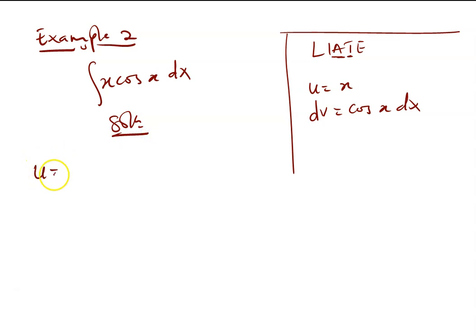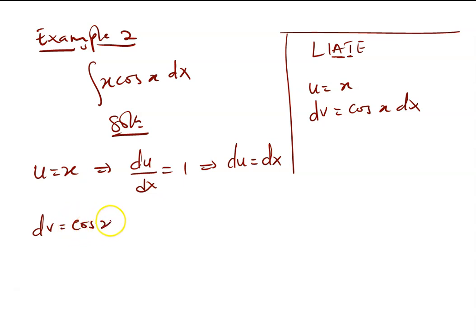We are going to let u be equal to x. So in that case, du on dx is equal to 1. Making du the subject, we get du is equal to dx. Very good. Then we let dv represent cos x dx, so we integrate both sides. That is v and the integration of cos x dx. So with this, I'm going to get v is equal to sine x.